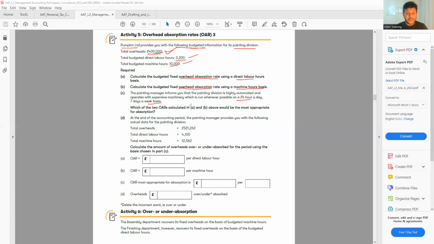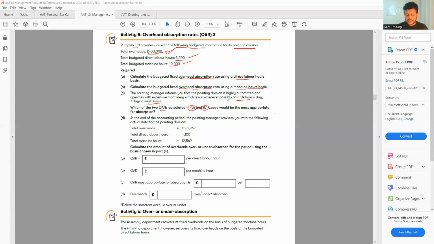Which of the two overhead absorption rates calculated in A and B above would be most appropriate? You can see easily from the question clue that the most suitable one will be the machine, because this is highly automated. The machine keeps running for the whole day, whole night. So they very much tell us this business depends on the machine. Is it okay? That's fine.